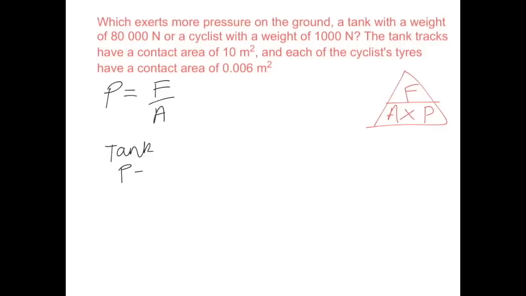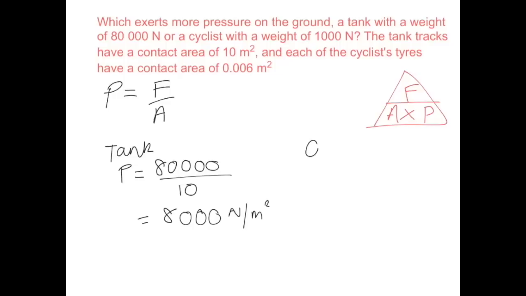Its pressure will be its force, and that will be the 80,000 newtons. Why? Because weight and force have the same units, newtons, and therefore we can use them interchangeably. So that's 80,000 divided by the area, which I've been told is 10, and here's the answer: 8,000 newtons per metre squared. Now let's look at the cyclist.